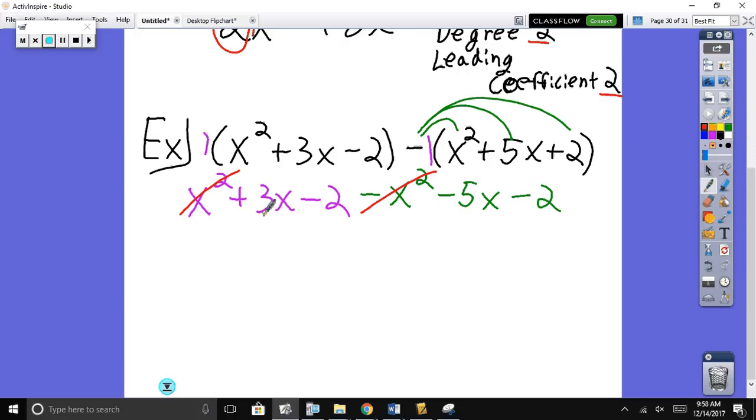I could see some people putting down 8. I could see some people putting 2. But let's think about this. If I have $3 and I owe someone $5, I am short $2. I am below zero. 3 minus 5 is negative 2.